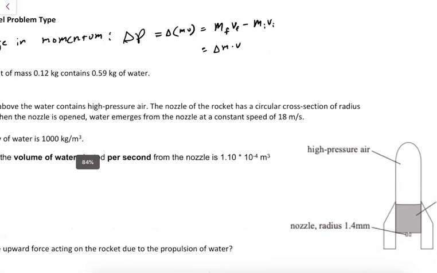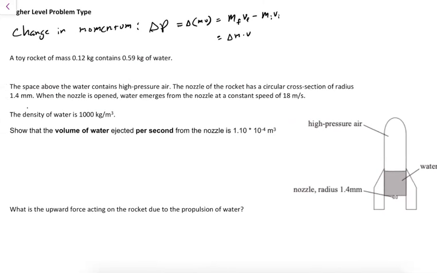Another situation which shows up is rockets, where some rocket fuel is pushing gas out, and there's some mass being released, so it's applying a force. In this case, we have a toy rocket of mass 0.12 kilograms containing 0.59 kilograms of water. The space above the water contains high pressure air. The nozzle of the rocket has a circular cross section of radius 1.4 millimeters.